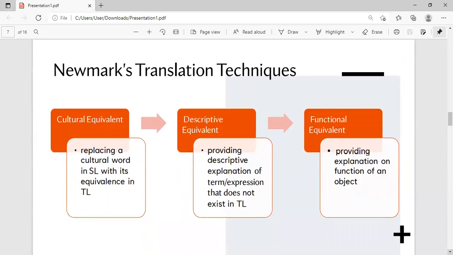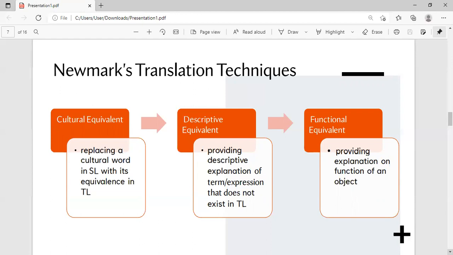I believe that most of you, if not all of you, are already familiar with the definition of translation. Thus, I am going to skip that part and go straight to translation techniques by Newmark. Newmark proposed three translation techniques. The first is cultural equivalent, the second is descriptive equivalent, and the third one is functional equivalent.